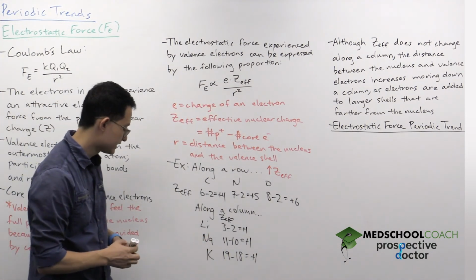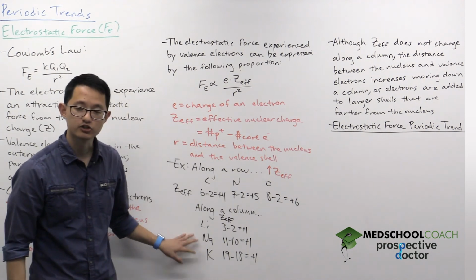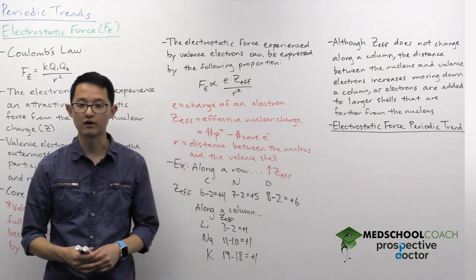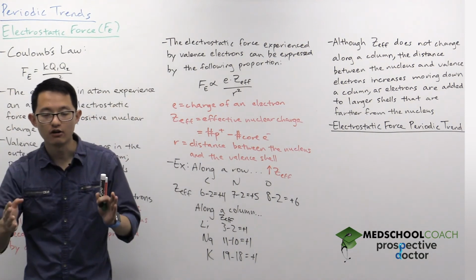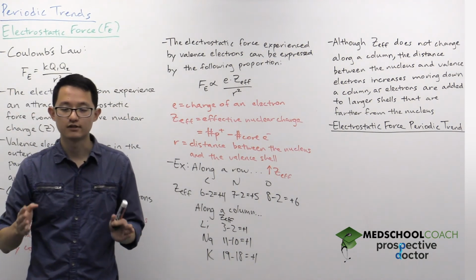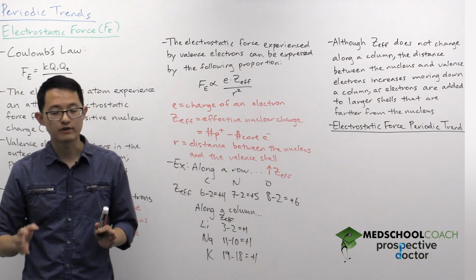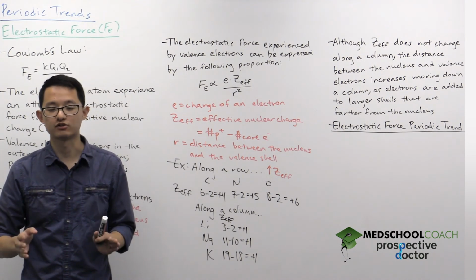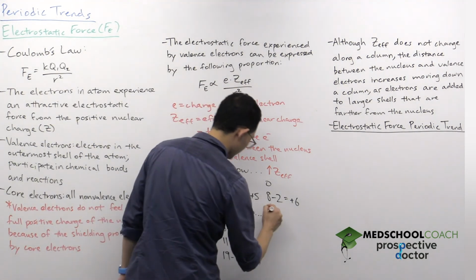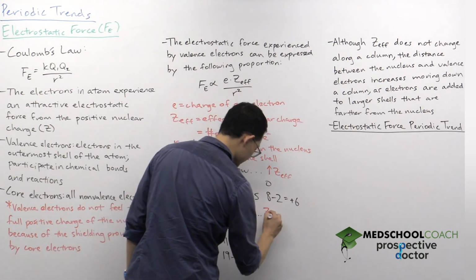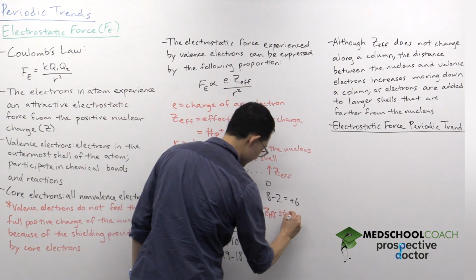So we can actually see here that the effective nuclear charge does not change along a column. And the reason why it doesn't change is because as you go down a column, you're adding protons to the nucleus, but you're also adding core electrons in equal numbers. So overall, along a column, the effective nuclear charge stays the same.